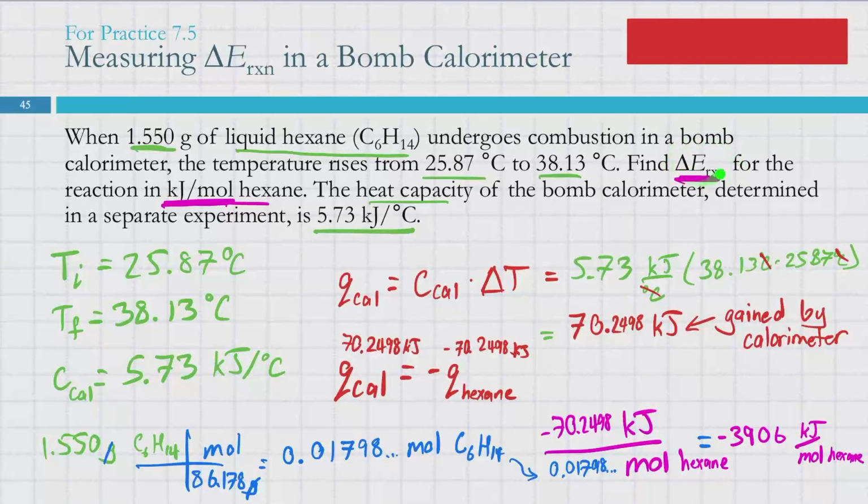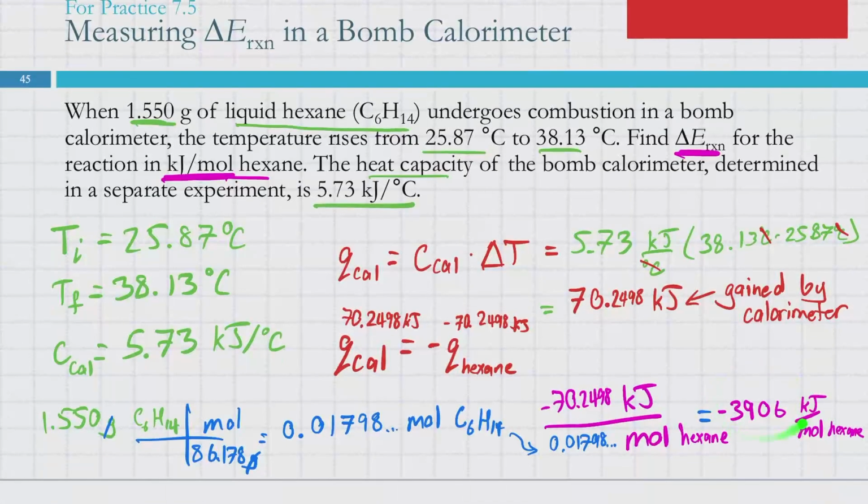But the delta E for the reaction, just the general combustion, the general burning of hexane, we're expressing in kilojoules per mole. Because we know how much hexane we burned, with this negative 3,906 kilojoules per mole hexane, we could predict, okay, if we burn half a mole of hexane, how much heat are we going to produce from that? Say if we're trying to produce a specific amount of heat. Right, okay. So that's where the utility of this value comes in.